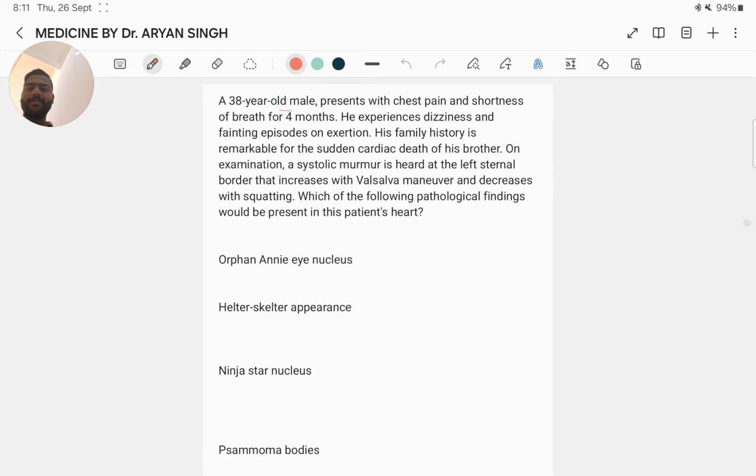A 38-year-old male presents with chest pain and shortness of breath for 4 months. He experiences dizziness and fainting episodes on exertion. His family history is remarkable for the sudden cardiac death of his brother. On examination, a systolic murmur is heard at the left sternal border that increases with Valsalva maneuver and decreases with squatting. Which of the following pathological findings would be present in this patient's heart?